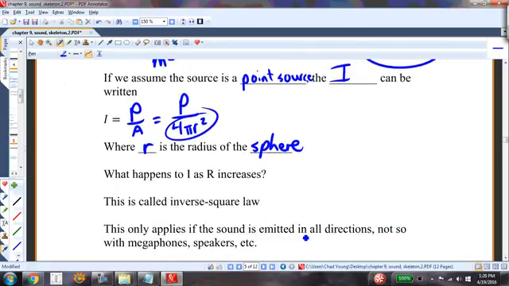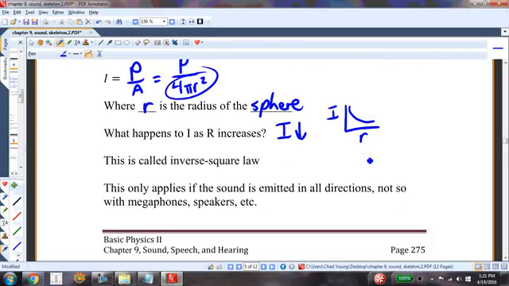Okay, so what happens to I as r increases? Well, as r increases, I decreases, and it's not a linear relationship. In fact, if I look at I versus r, as r increases, I decreases. It's an inverse square law. And this only applies if the sound is emitted in all directions, so that it actually is covering this total area. If that's not the case, then you need to figure out, well, what is the area?